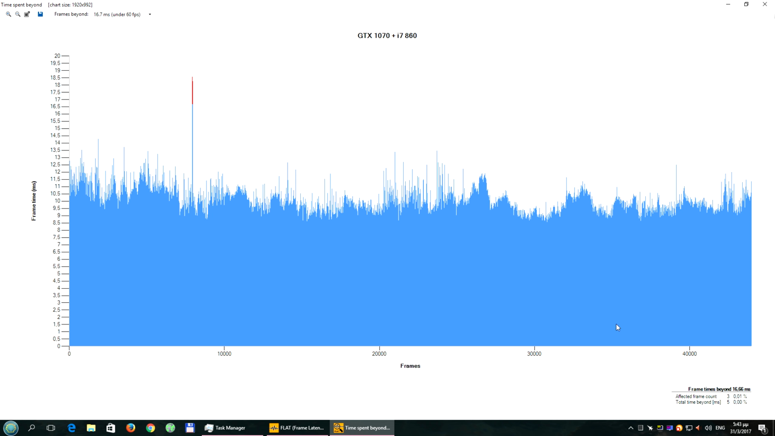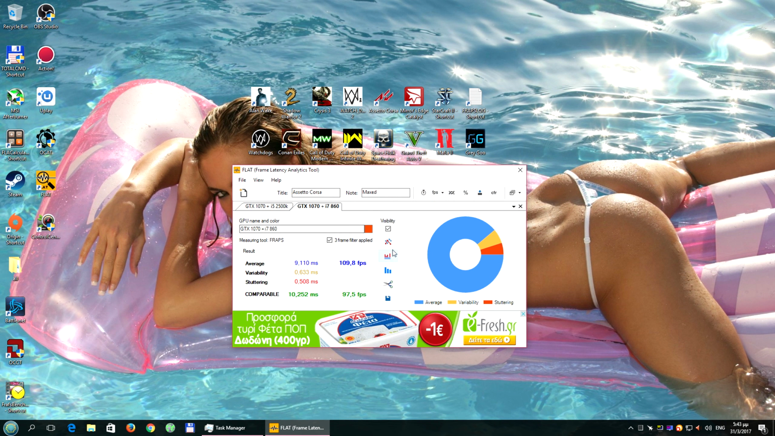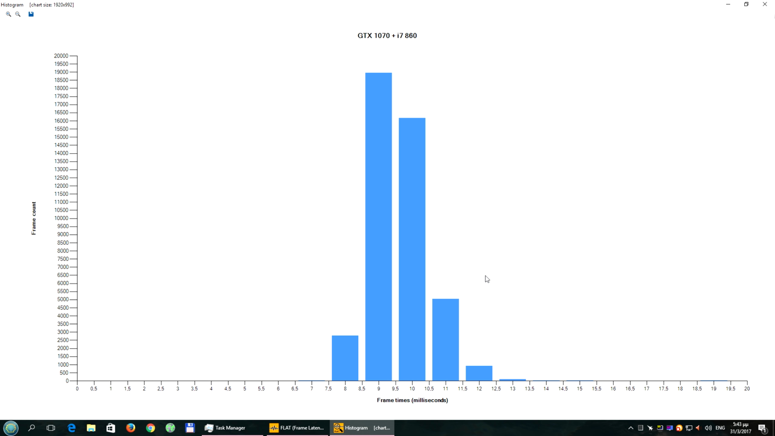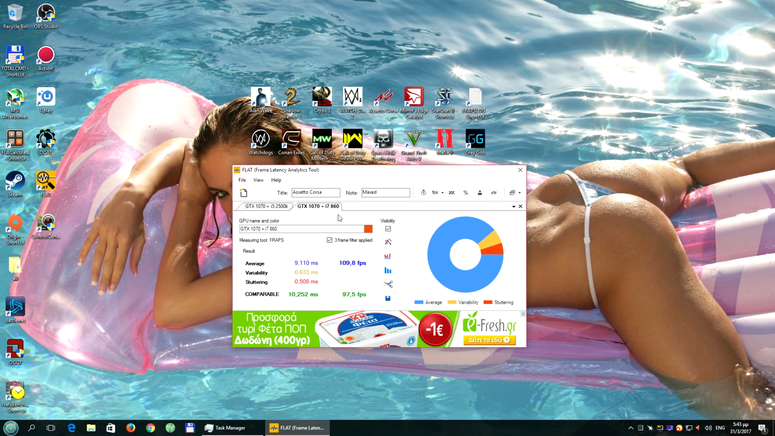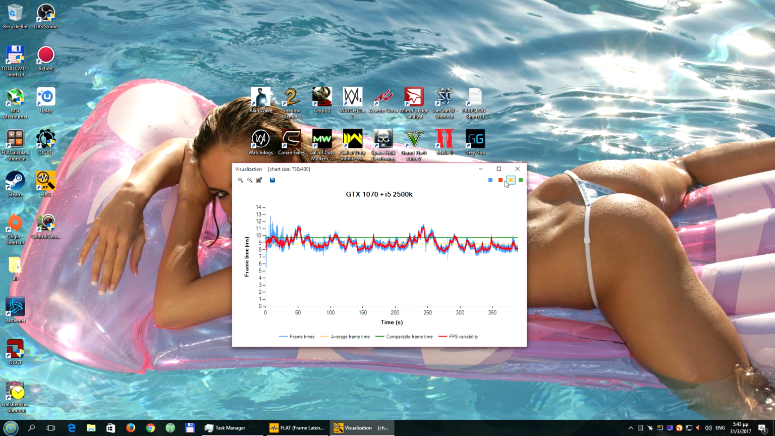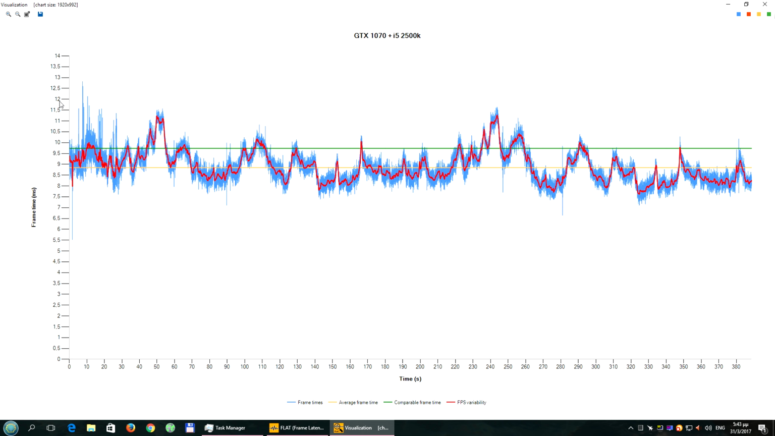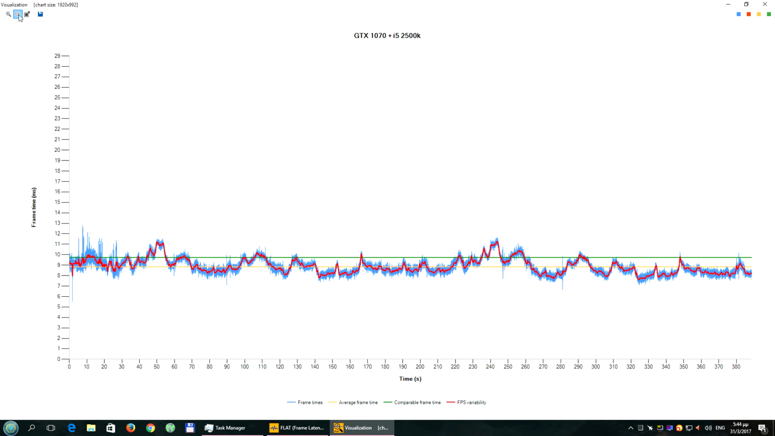Time spent beyond 16.7 milliseconds is almost zero. It is essentially zero, only 3 frames were registered to be above that. The histogram of the frame times shows also an excellent performance, with the vast majority of the frame times at 9 and 10 milliseconds. Crazy performance.